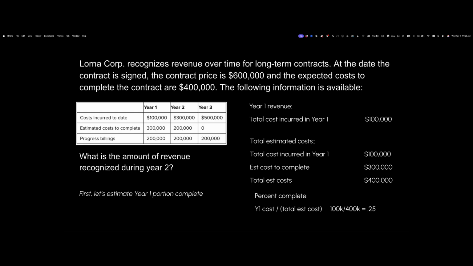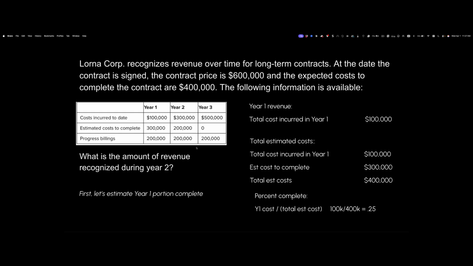We have this example. Lorna Corporation recognizes revenue over time for long-term contracts. At the date the contract is signed, the contract price is $600,000 and the expected cost to complete the contract is $400,000. The following information is available.